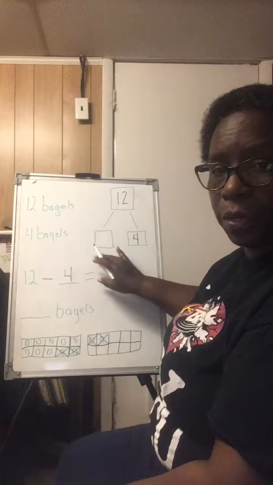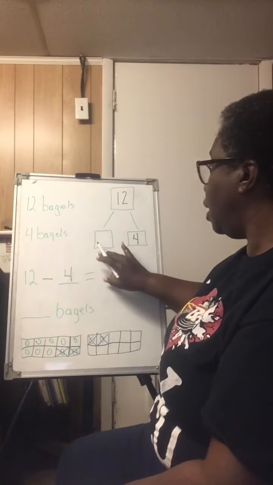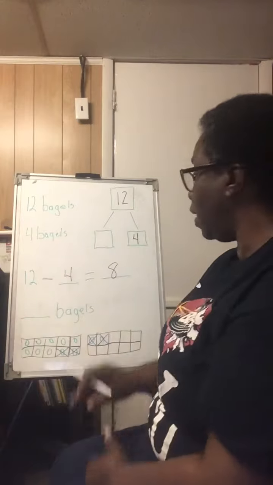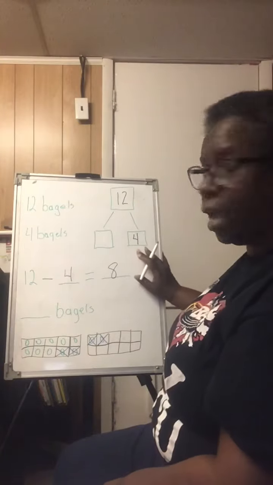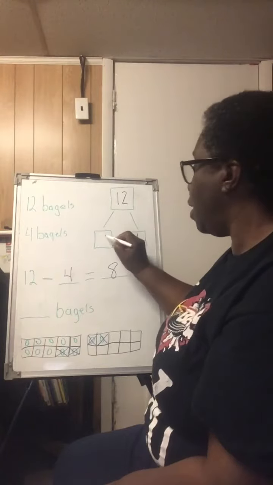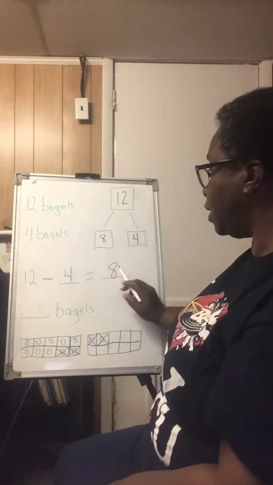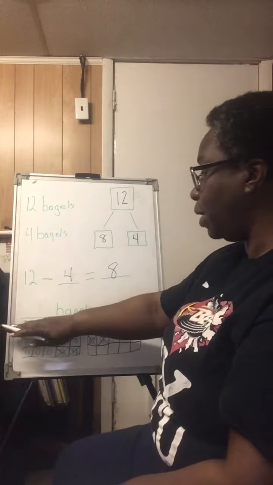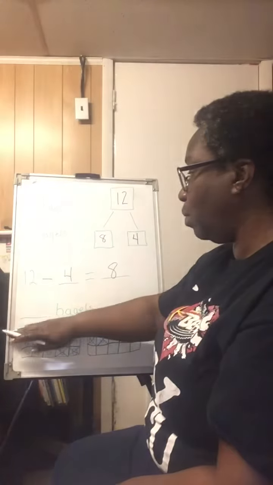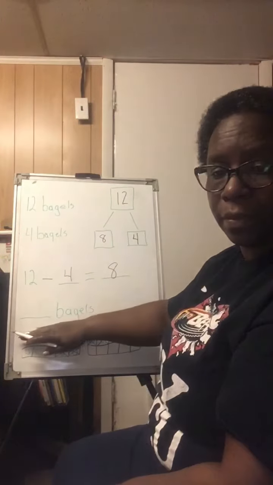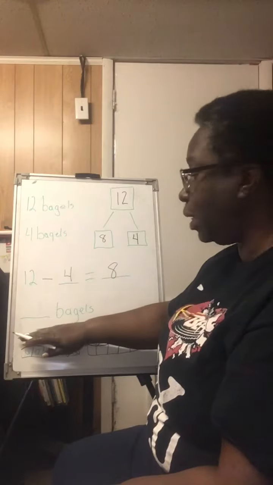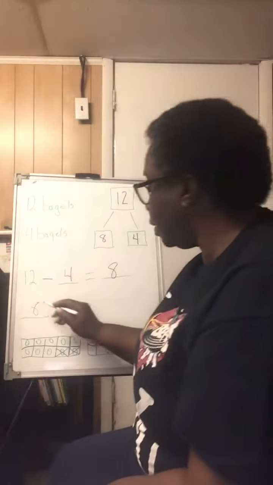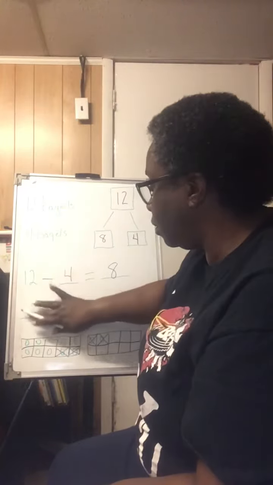So what do you think we're going to put in our number bond? What number do you think? We already got the 12. We already have the 4. So what's left? Our 8. Because 8 plus 4 gives us our 12. So how many bagels were eaten out of our box? How many bagels were eaten? 8. 8 bagels were eaten. Let's make that a little bit darker so you can see it.